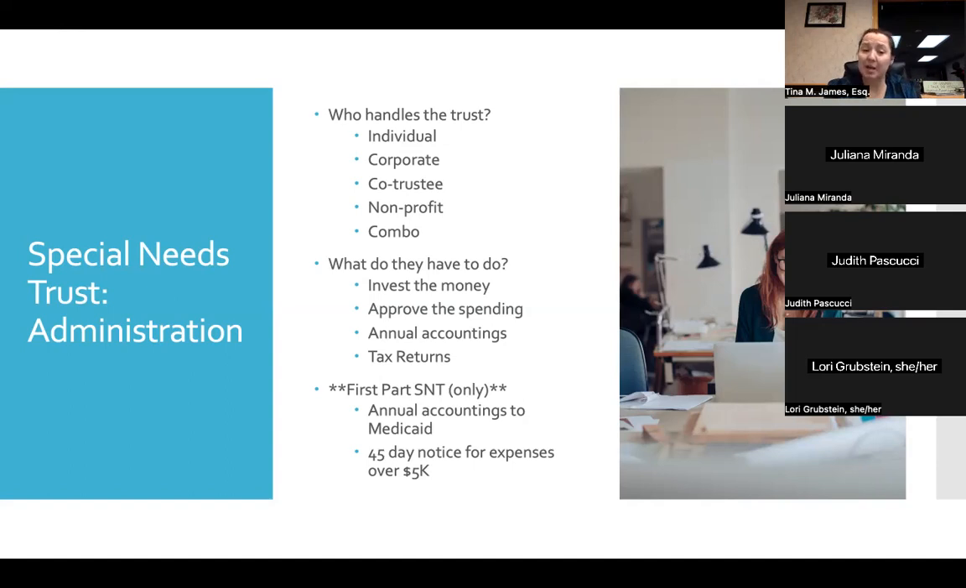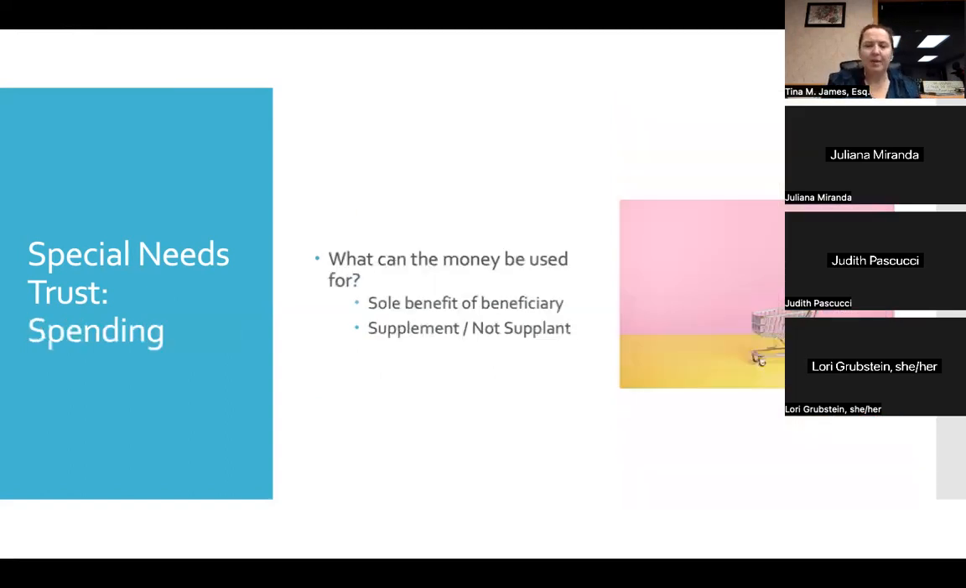Sometimes we can't avoid setting them up. It is what it is. But if we can avoid setting it up, if we can plan, then let's go ahead and plan and avoid that oversight. So what can this money be used for in the trust, right?